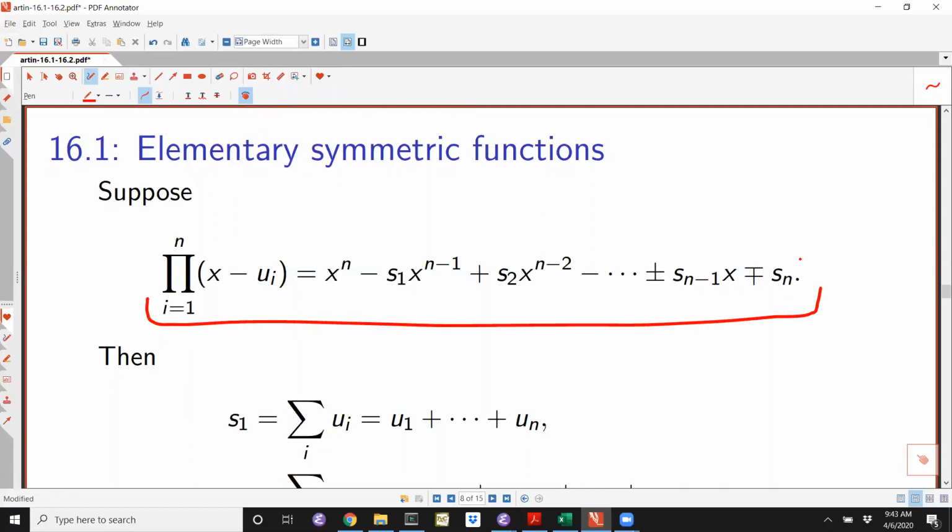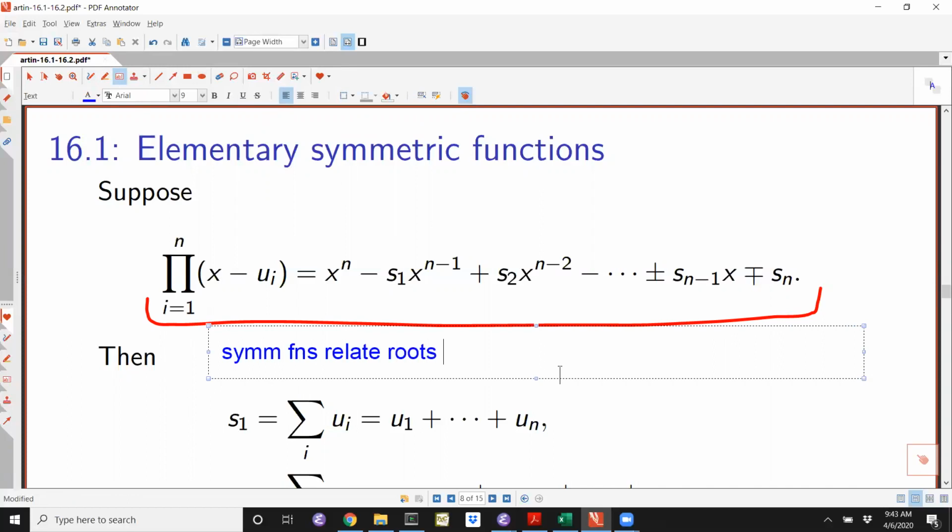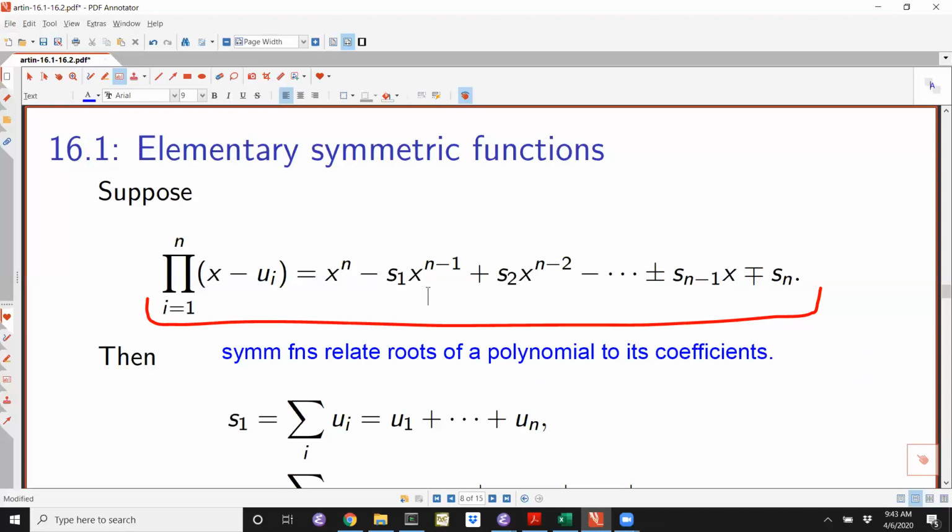The reason we're interested in symmetric functions, and especially the elementary symmetric functions, as we saw in the reading in section 16.1, is that symmetric functions relate the roots of a polynomial to its coefficients. Or, more precisely, by definition, they explain how the coefficients of a polynomial are composed from its roots.